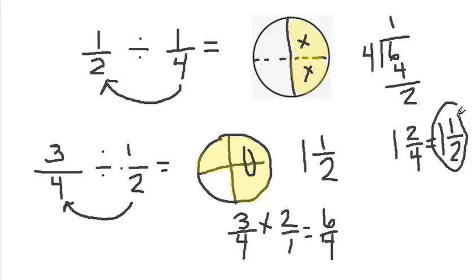Same answer using multiplication. Was it easier to draw the picture? Was it easier to divide it? Or is it easier to flip it and multiply? Multiplication is the reciprocal of division, and that's why it works.